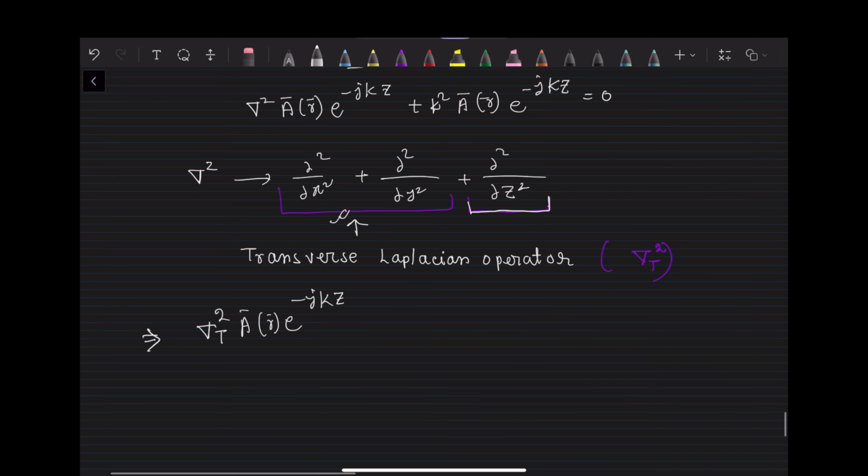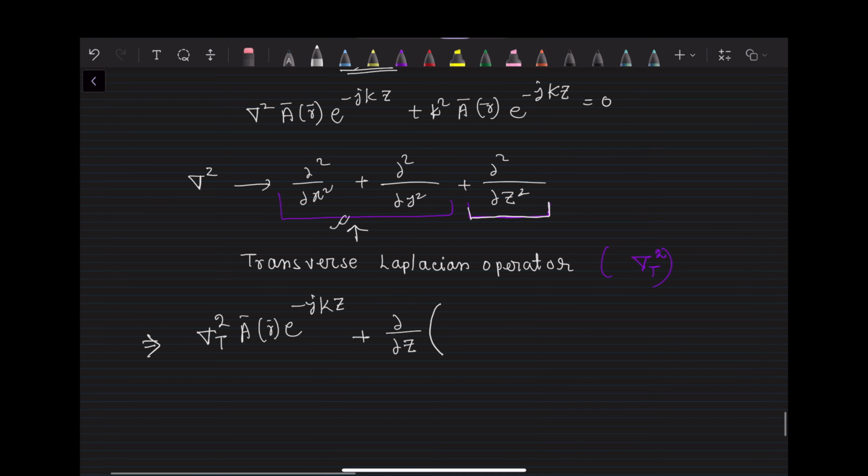Then what we have here, let's take the first derivative. Okay, then I'll just write it in steps. Then we have this k squared term.